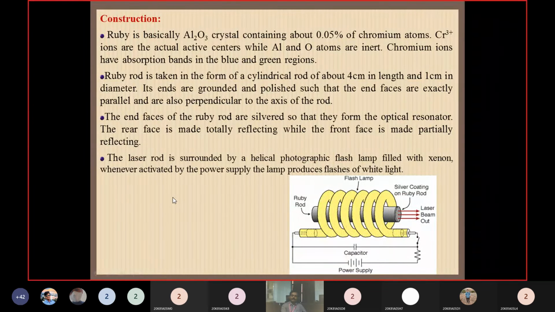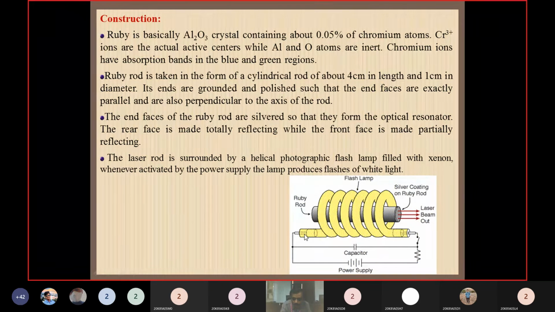This is the ruby rod. This ruby rod we also call the laser rod. The laser rod is surrounded by a helical photographic flash lamp, filled with xenon gas. Whenever activated by the power supply, the lamp produces flashes of white light.